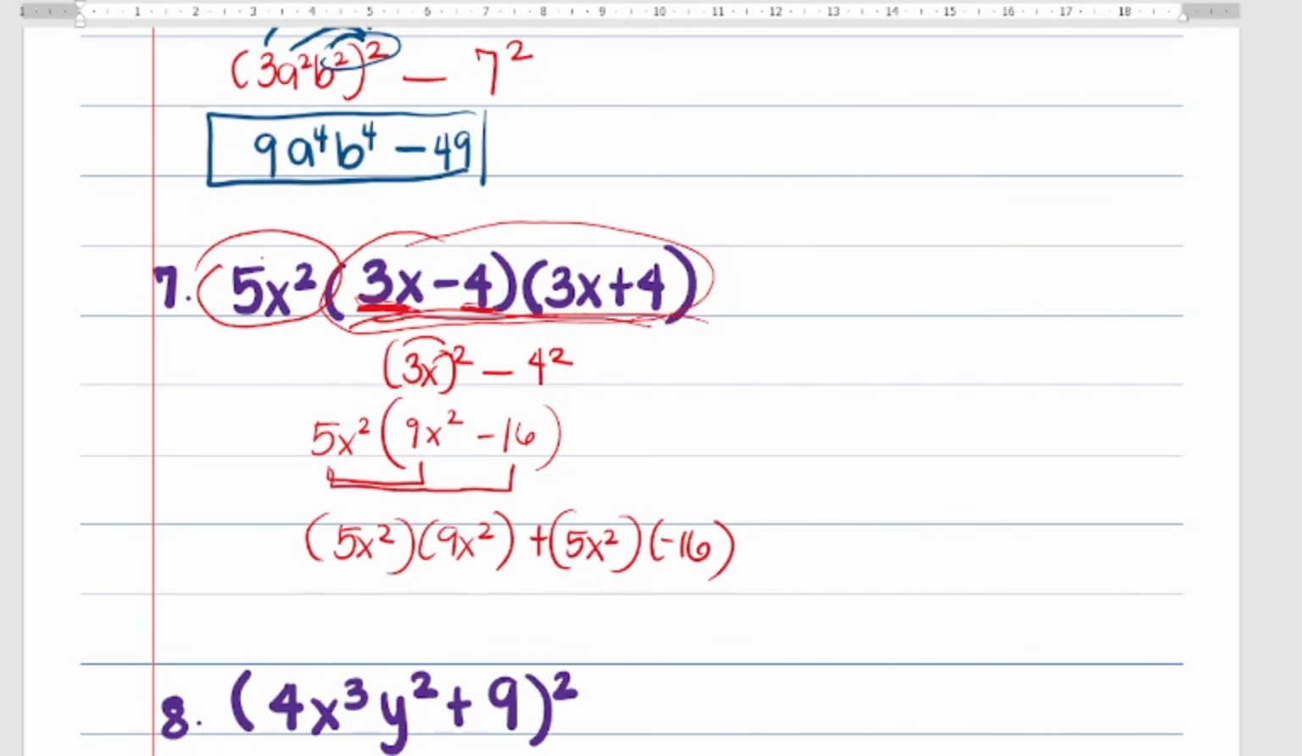So simplifying 5x squared times 9x squared, that's 45x raised to 4, then 5x squared times negative 16, that's negative 80x squared.